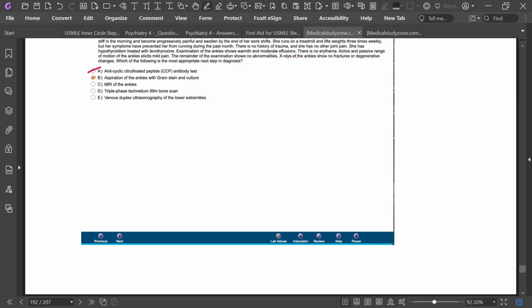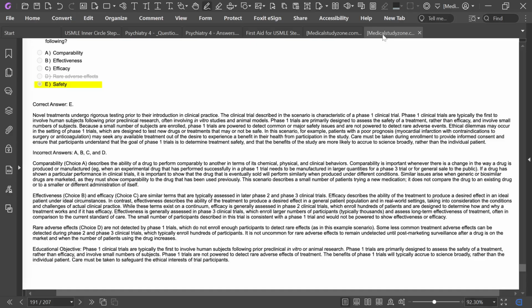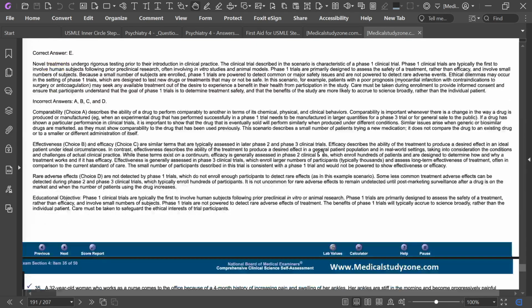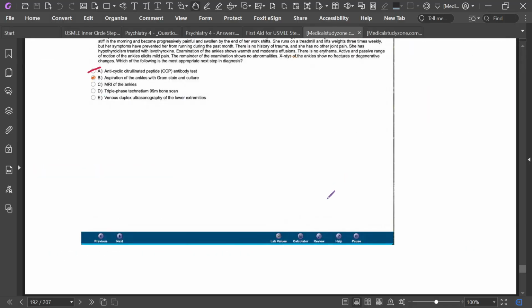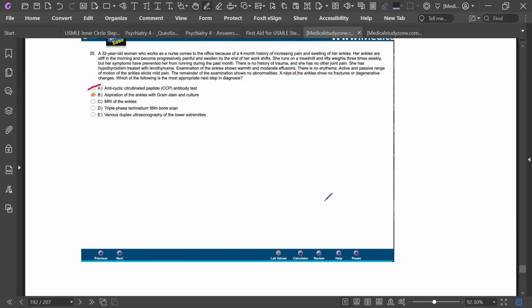Exam of the ankle shows warm, moderate effusion. There is no redness. Active and passive range of motion of the ankles elicit pain. Remainder of the exam is fine. X-ray of the ankle shows no fractures or degenerative changes. Which of the following is the most appropriate next step in diagnosis? So what is your diagnosis?